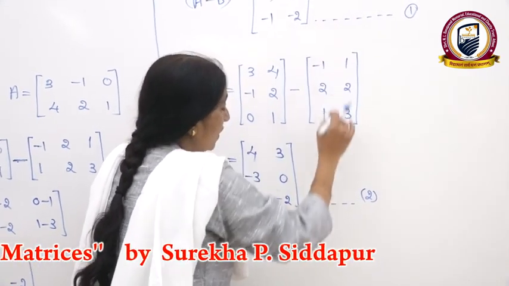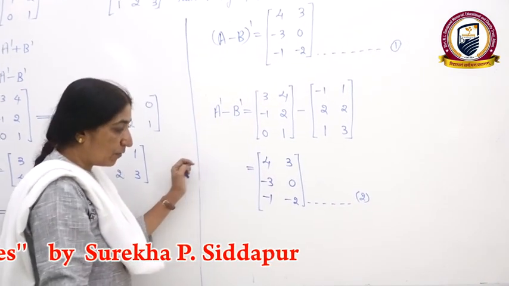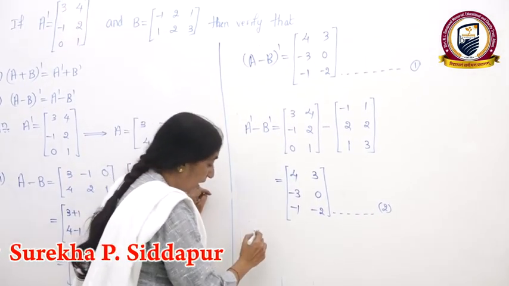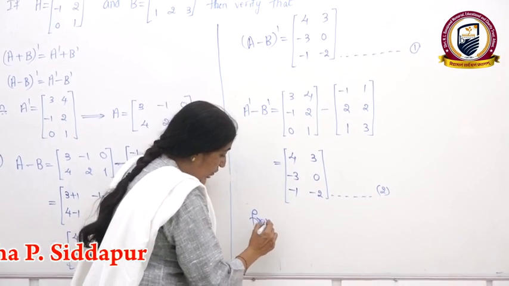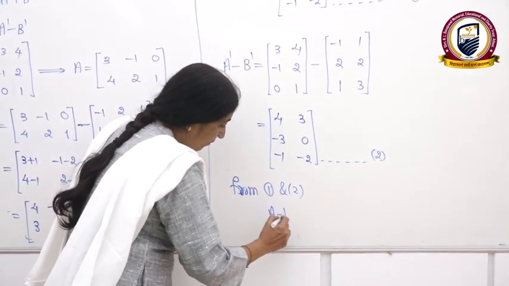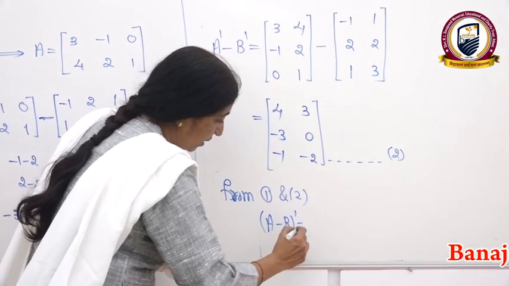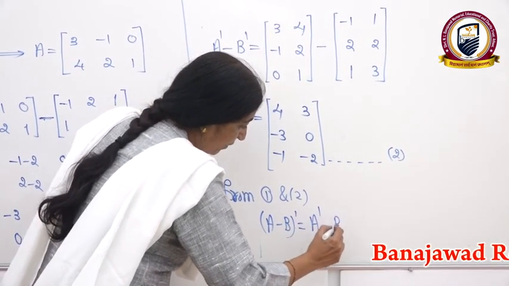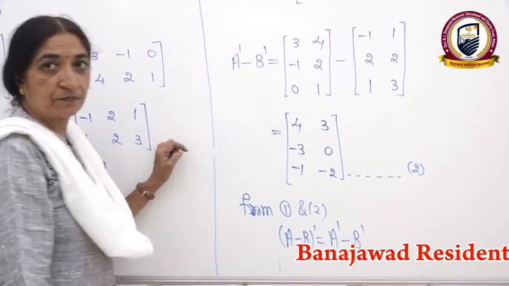See in equation 1 and 2, they have the same order and corresponding elements are equal. So from 1 and 2 we can write (A minus B) whole transpose is A transpose minus B transpose.